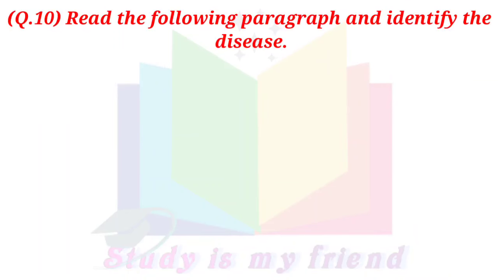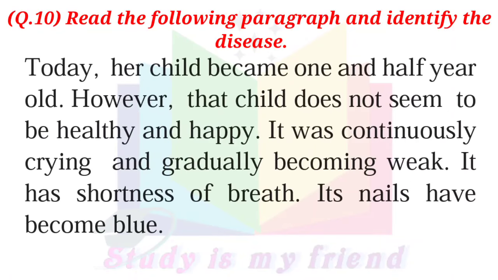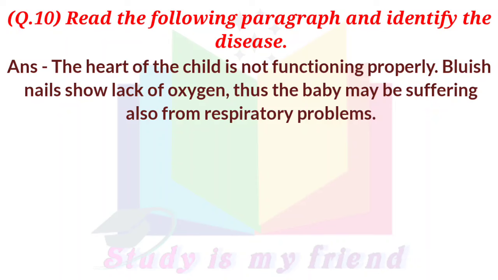Question 10. Read the following paragraph and identify the diseases. Today, her child became 1.5 years old. However, that child does not seem to be healthy and happy. It was continuously crying and gradually becoming weak. It has shortness of breath. Its nails have become blue. Answer: the heart of the child is not functioning properly. Bluish nails show lack of oxygen, thus, the baby may be suffering also from respiratory problems.